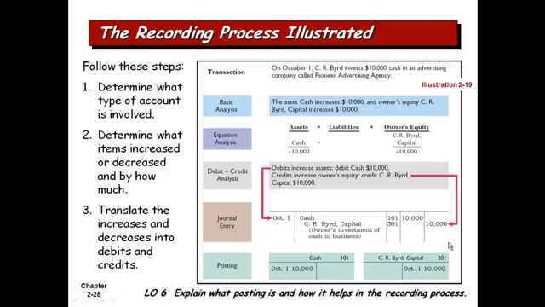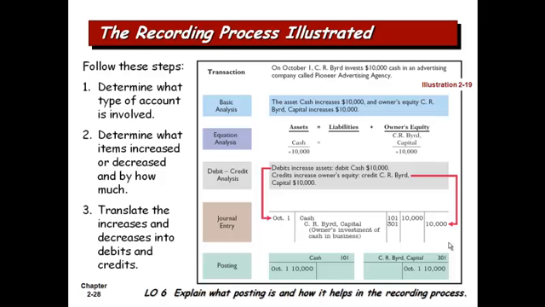So I'm going to go over the recording process illustrated. It looks more convoluted than it is, but let's just focus on what these steps are. Determine the type of account that is involved. Determine what items increased or decreased and by how much. And we would translate these increases and decreases into either debits or credits.